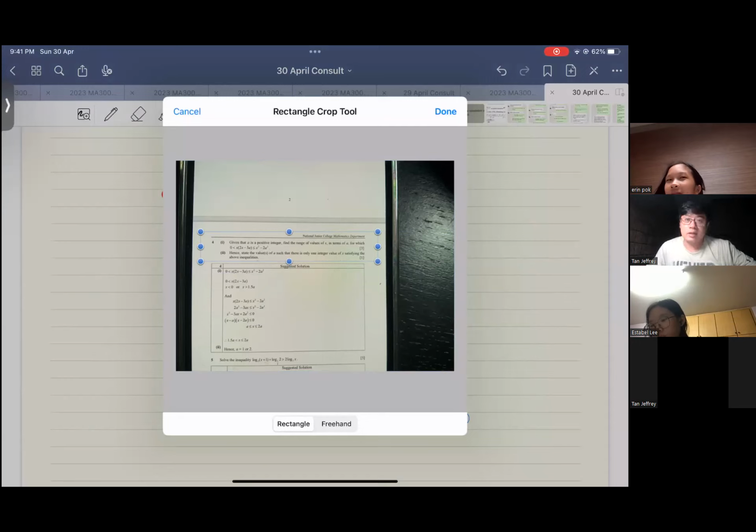Is it correct? Oh no, wait. My screen is very slow. My screen is like having fits.